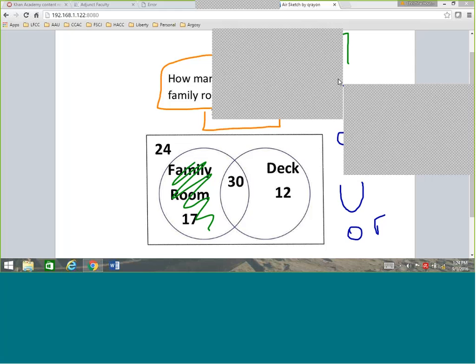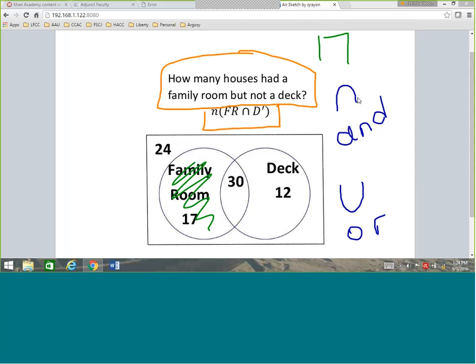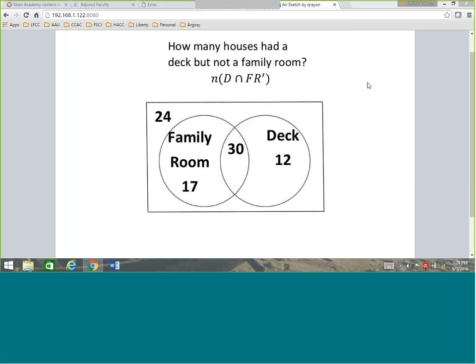So let me clear this out and move on to the next question. How many houses had a deck but not a family room? So we look at the question: the number of houses that have a deck are inside the deck circle, but we have to also look not in the family room. So that would be 12. That's the answer to that question.